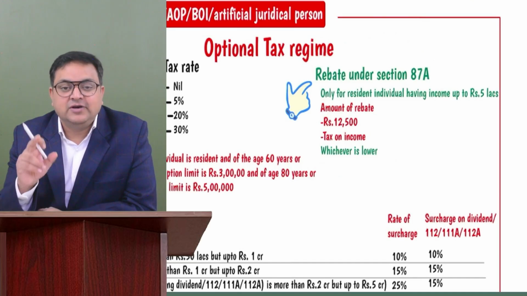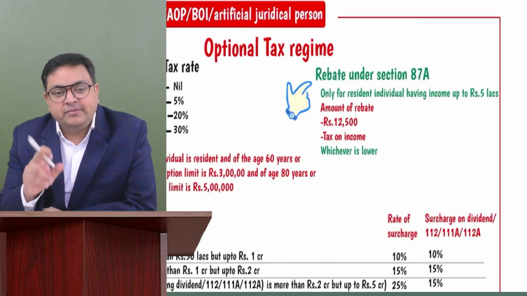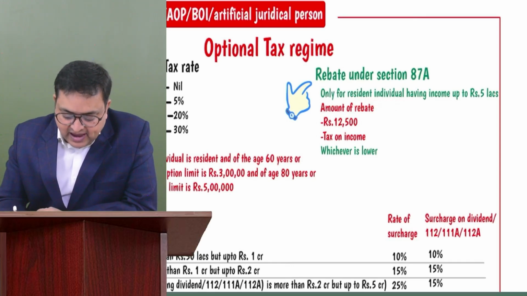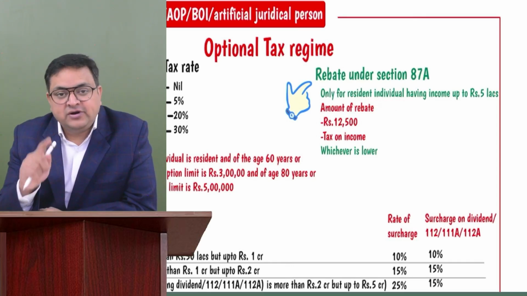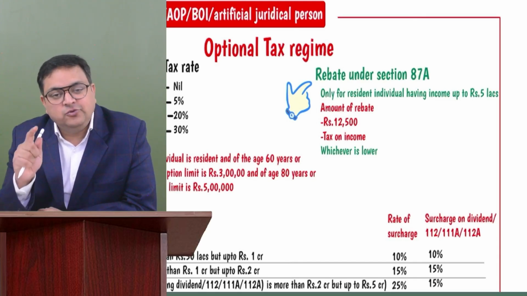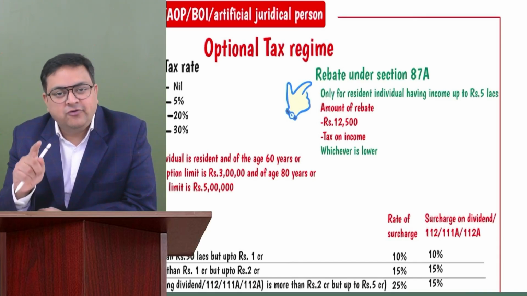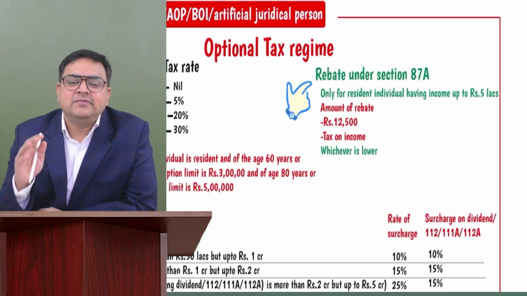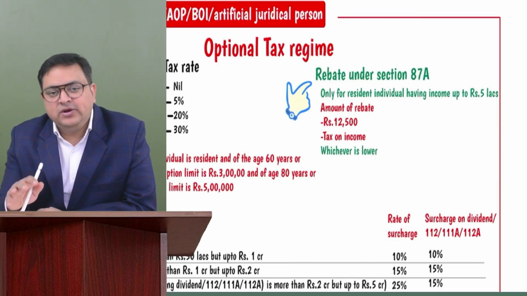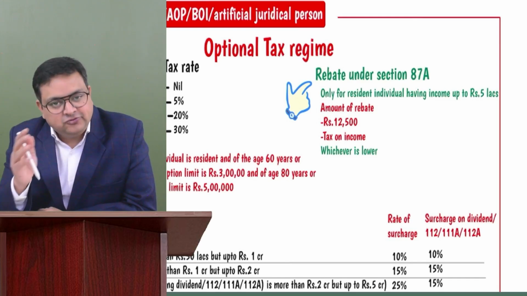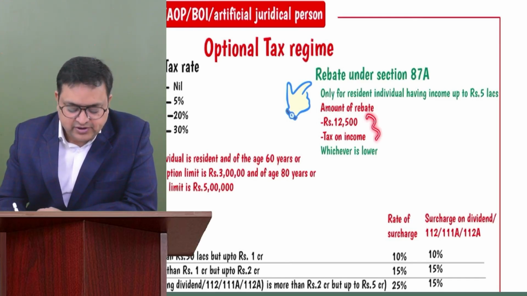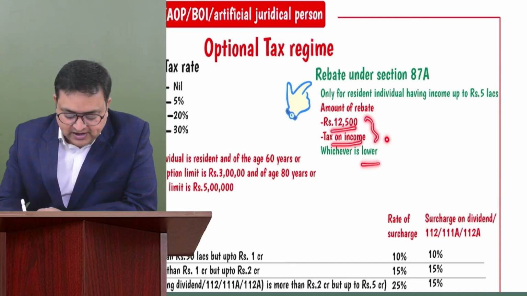See, in optional regime, if the assessee has opted out from it, rebate is available only and only to resident individual assessee. It is not even available to HUF. It is only for individual assessee, and that too for resident only, under both the regimes. In optional regime, if the total income is up to 5 lakh, then only rebate is available. How much is the rebate? Tax on income or 12,500, whichever is lower, that is the rebate. Right? I believe that you are able to remember this.